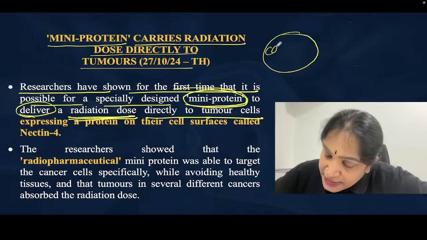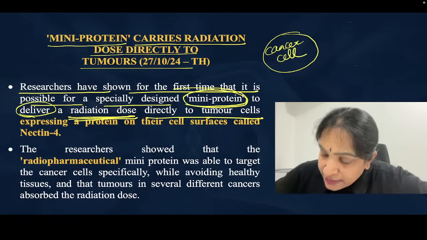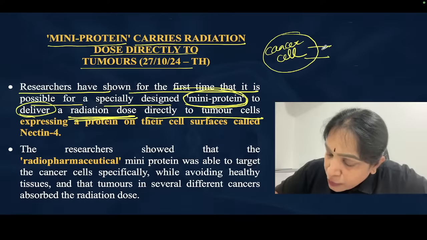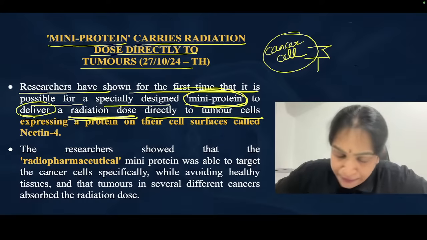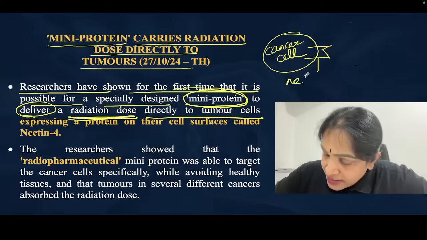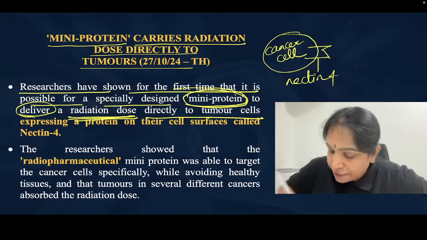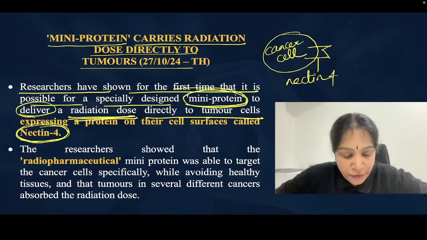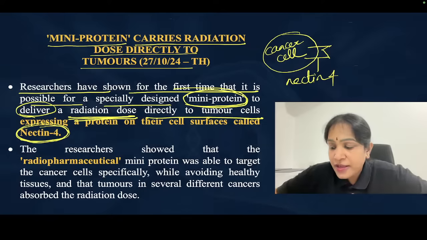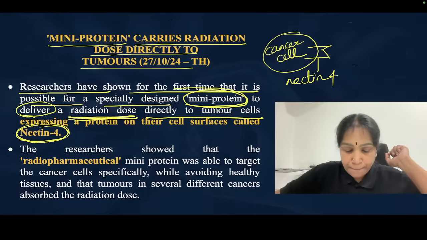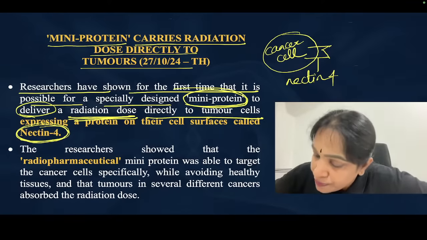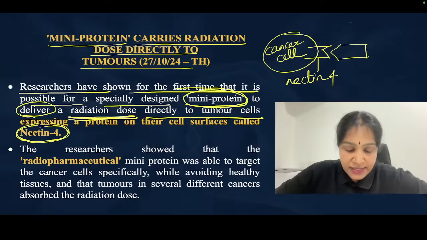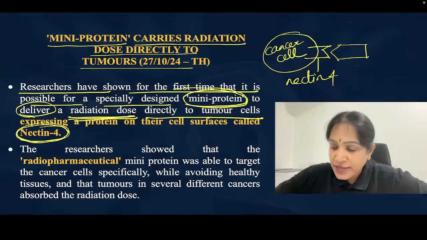Okay, let us assume this is a cancer cell. On the cancer cell, there is one protein called nectin-4. Clear? There is one protein called nectin-4. Where is it? Tell me, where is nectin-4 protein? On the cancer cells, right? Nectin-4 protein is on the cancer cell.